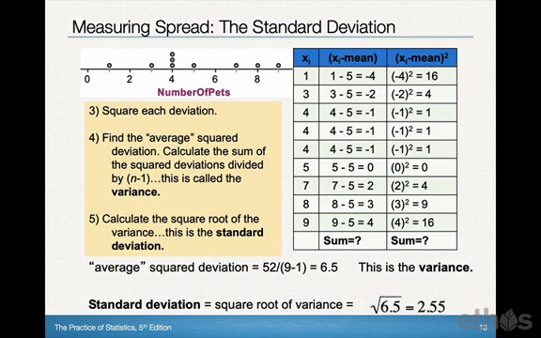So, number of pets in a household, the average is 5. That's a lot of pets. The standard deviation is 2.55. So let's think about what this all meant. Each data point minus the mean. That's how far a data point falls from the mean. We averaged that together. We squared them, made them positive, added them together, and took the square root.